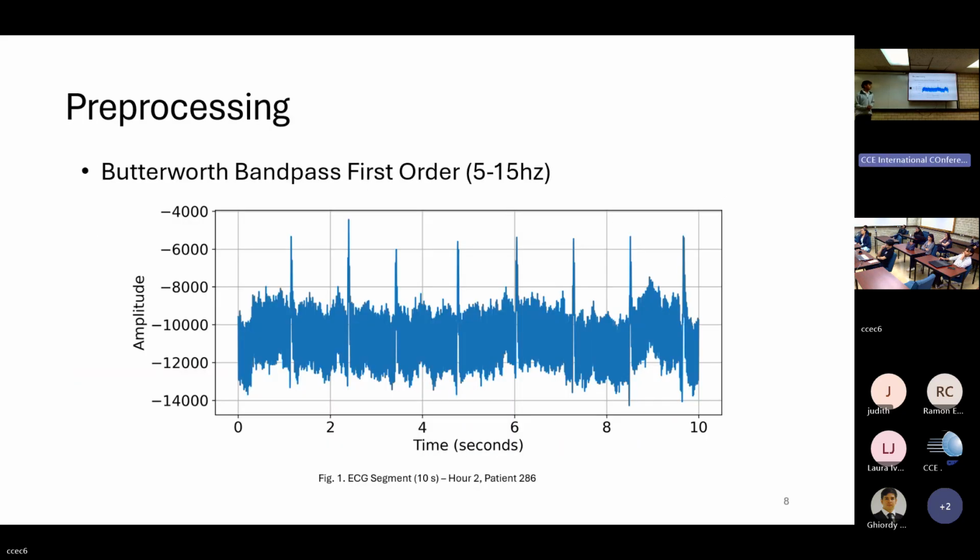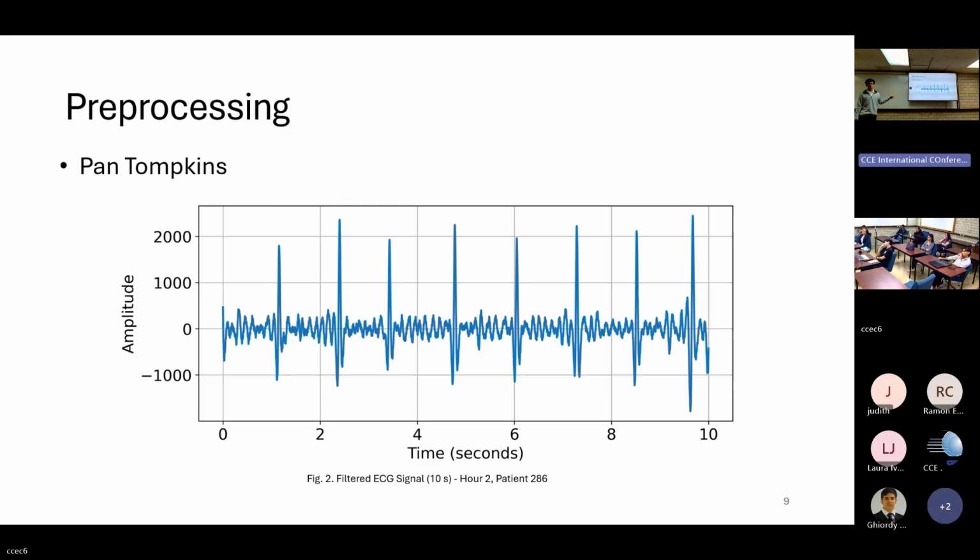So now, talking about the preprocessing of the data, first, we can see here in figure 1, the electrocardiograph segment of 10 seconds for the second hour of patient 286. In this segment, we can see there's a lot of noise in the signal. So this is why we decided to apply a first-order Butterworth bandpass filter between 5 and 15 hertz. After doing this, we get the second image in figure 2, which is the filtered electrocardiograph signal. We can see it's clearer. We can process it in order to avoid adding bias to the model.